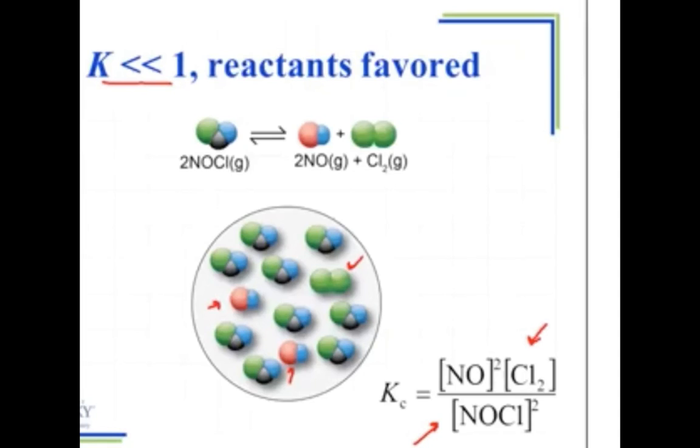Now, every reaction has its own K value, and that can be affected by a variety of factors. What we're worried about right now is how can I set up the law of mass action? How can I calculate the value of K?